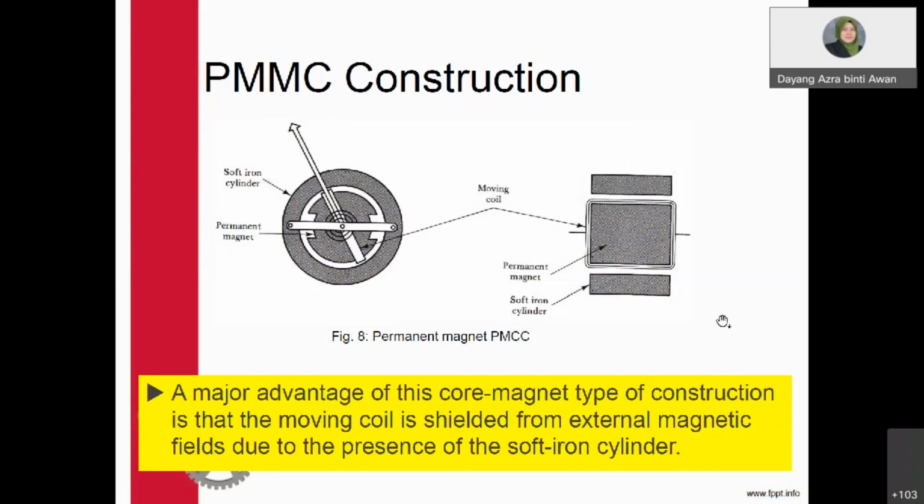A major advantage of this type of core magnet construction is that the moving coil is shielded from external magnetic fields due to the presence of the soft iron cylinder.